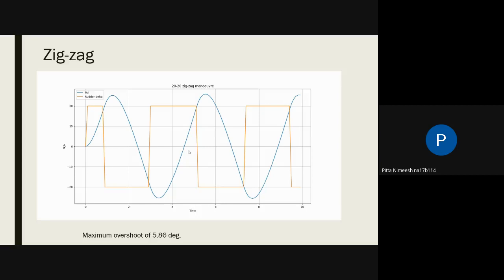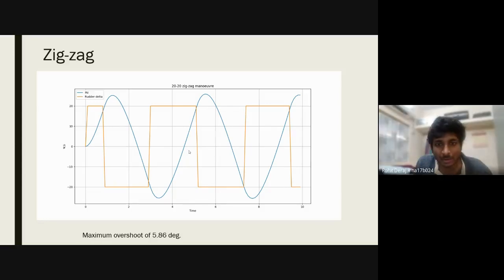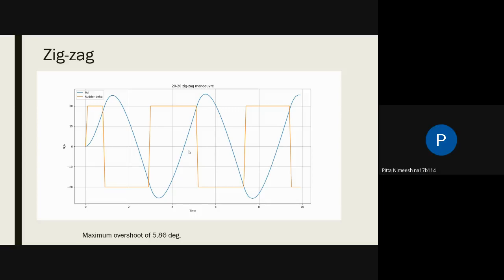Rohit, how did you plot this? Meaning? Which function did you use to plot it? Just Matplotlib. So what did you take as the x-axis units? The time. In seconds. At what frequency did you plot the points?